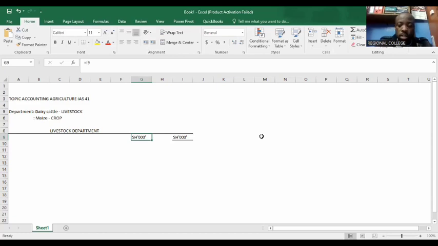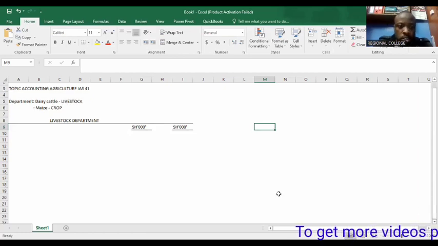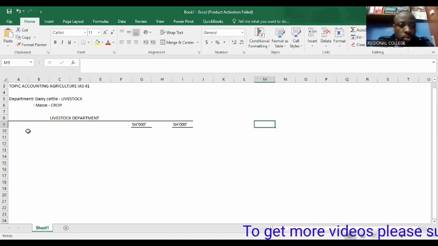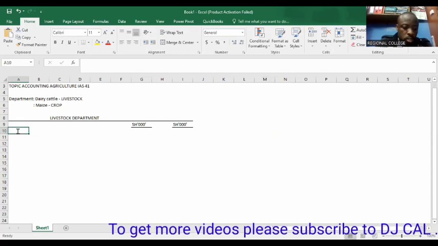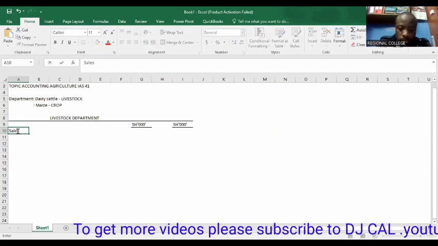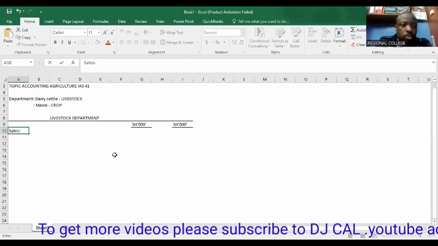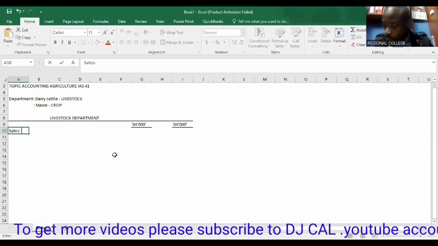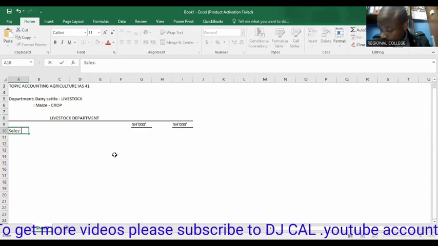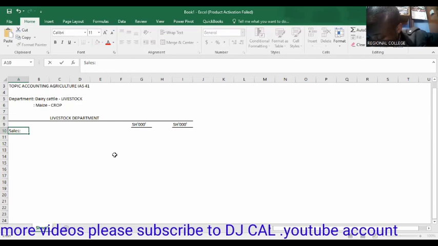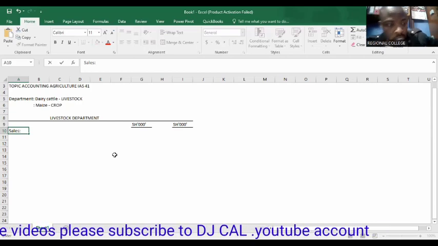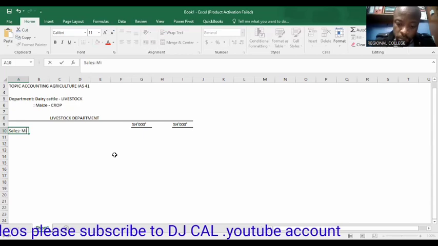First of all, you have to check in the trial balance of the question what are the sales coming from this department known as the livestock. So you go to the trial balance to look at the sales that you can identify which can fall under the livestock. So what are they selling? From our trial balance, let's go slowly. Under the sales, the first one is milk. Milk can go under the livestock. So I bring milk here.